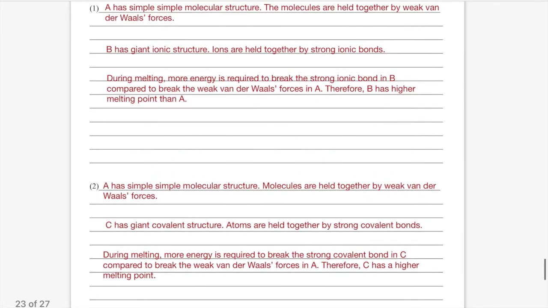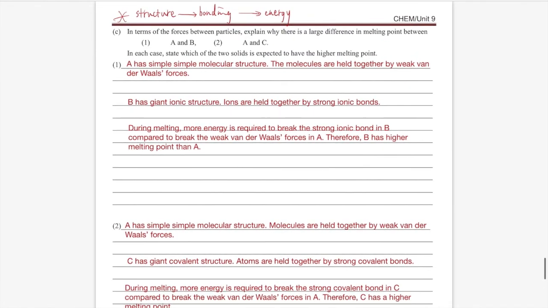So remember, we always follow this pattern. We're going to name the structure, then describe the bonding, finally compare the energy required. Then don't forget, lastly, you have to state your conclusion, which one has a higher melting point or boiling point. And it's very important that in your description, you're trying to do some comparison. So you can see when we mention the energy needed, we say more energy is needed to break the strong covalent bonds compared to the weak van der Waals forces. So these are the words that show that you are doing comparison.